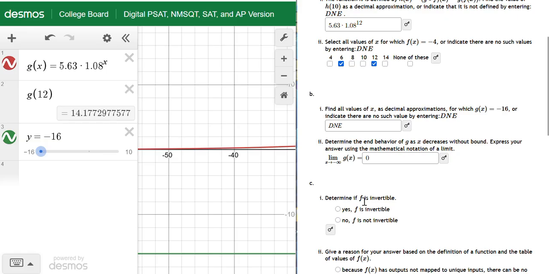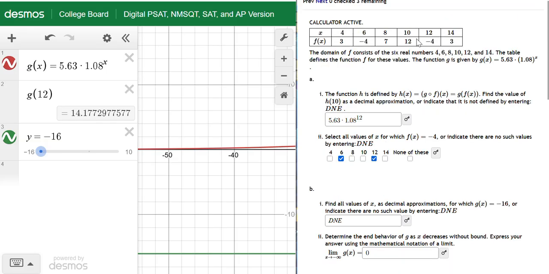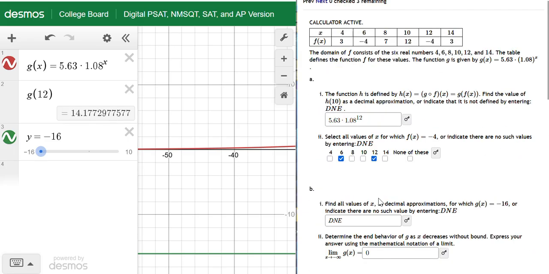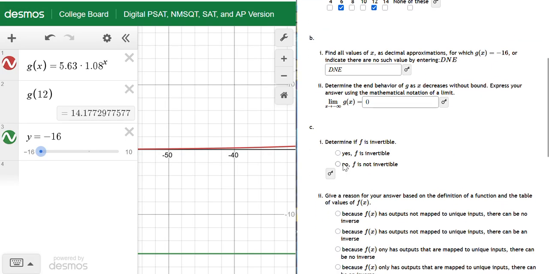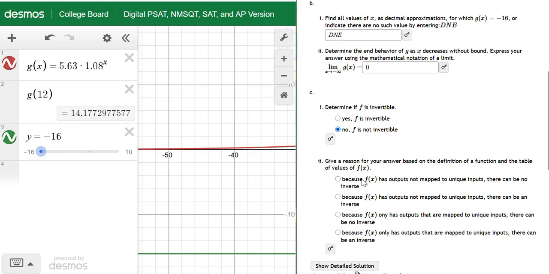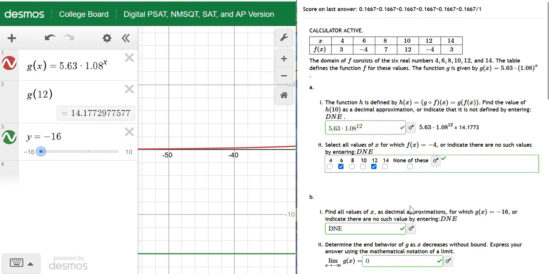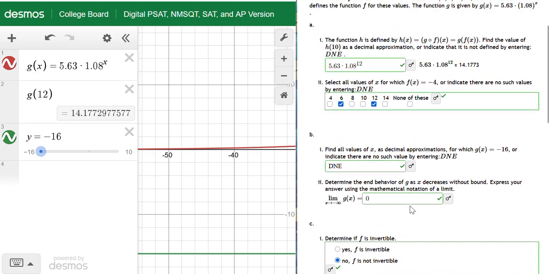Next, it's asked, is the f function, so now we're going back up here and referring back to the f function, is it invertible? That means, does it have an inverse? In order for it to have an inverse, it would need to be one-to-one, and you can see here that two different inputs give the same output, so when you take the inverse of this, -4 could equal 6 or 12, which means that is not a function, therefore it's not invertible, and the reason was just what I explained. f of x has outputs that are not mapped to unique inputs, therefore there can be no inverse. So those would be my answers, and you can see here they are verified.